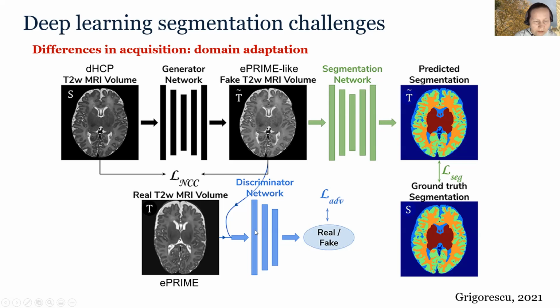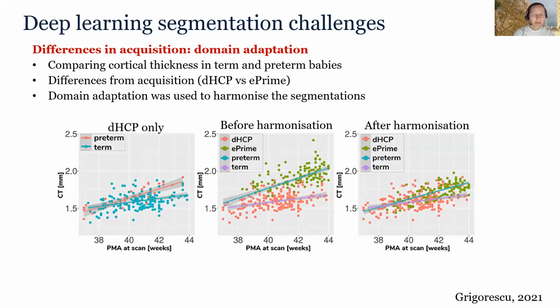So we will feed the real ePrime data for which the network needs to say true. And then we feed also the DHCP datasets that were transferred to ePrime-like contrast, and feed them to the network. And the adversarial loss tries to ensure that the network is not able to discriminate between real ePrime and ePrime-like. Okay. So this is one of the domain adaptation strategies that we successfully applied, and here are the results.